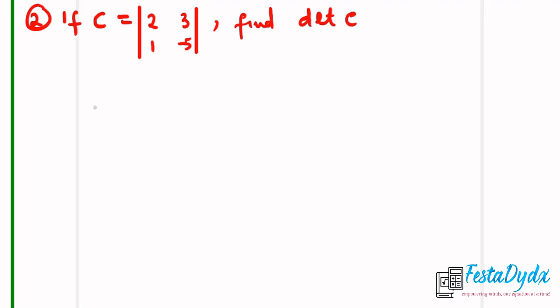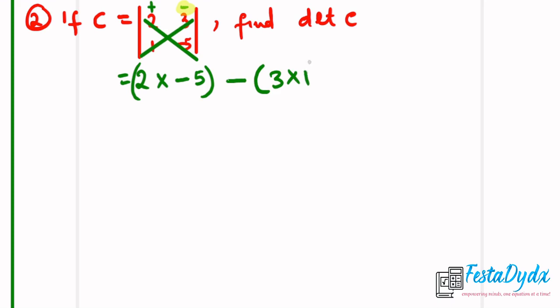Just as we did earlier, the first thing we have to do is to put in the sign on the first row. We'll have the plus and the minus. Now let's multiply the first diagonal. It's going to be 2 times minus 5, let's have that in a bracket. Then the sign for the second diagonal is minus, so minus 3 times 1.